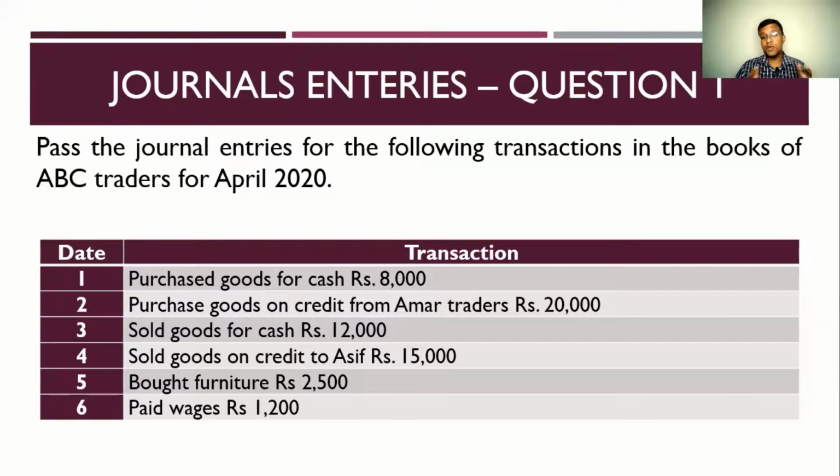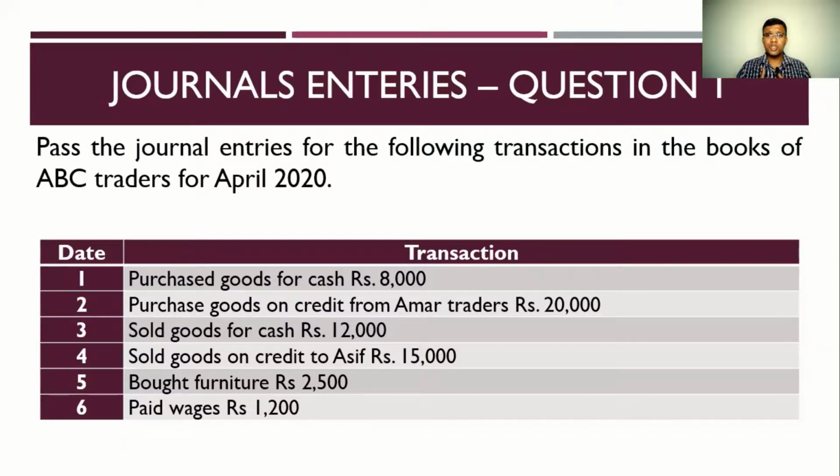In today's session, we would be preparing journals from a given set of transactions. A quick recap of what we have learned so far. We've seen there are three types of accounts: personal, real, nominal. We've also learned the golden rules of accounting. We've discussed the function of a journal and the format of a journal.